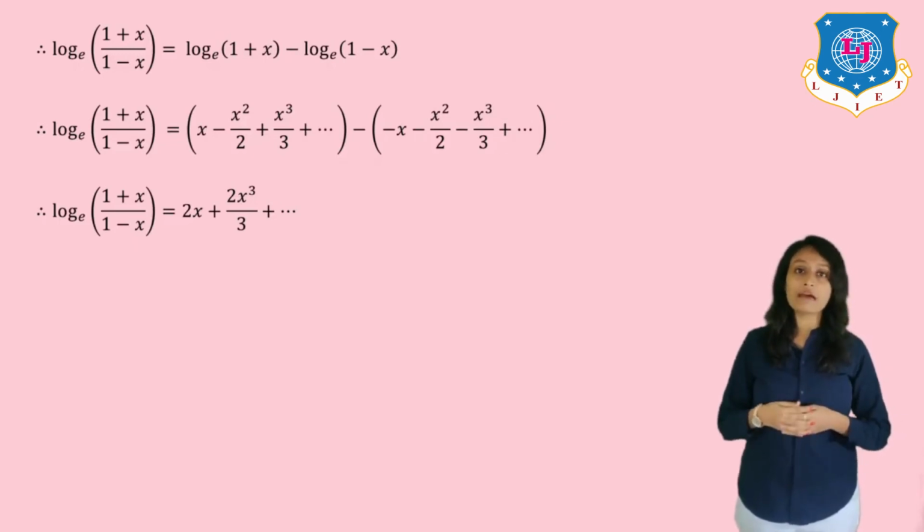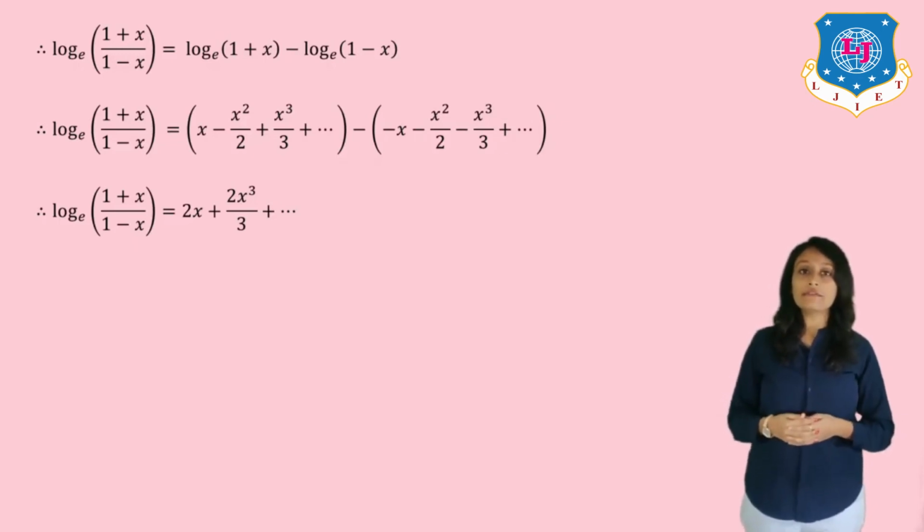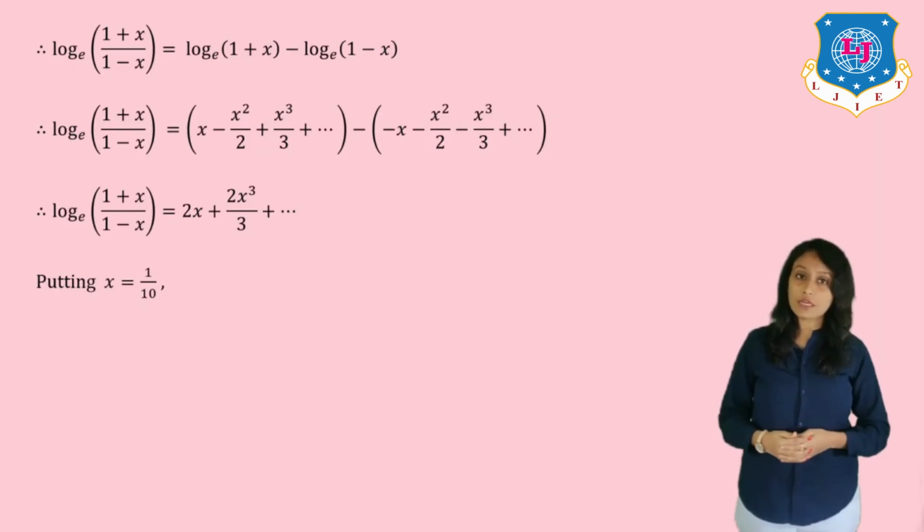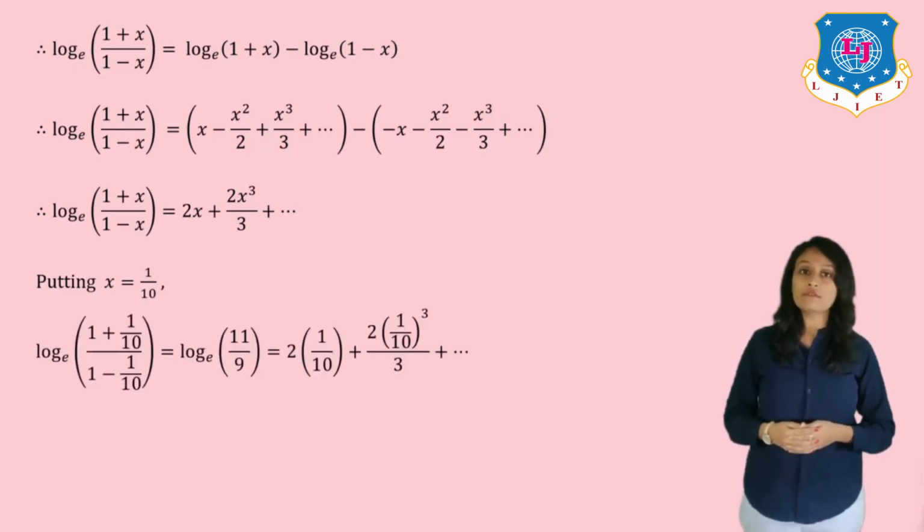Now our next aim is to find log(11/9). For that we have to suppose x is equal to 1/10. Everywhere in the above equation we substitute x = 1/10. So we get log((1 + 1/10)/(1 - 1/10)), which on simplification gives log(11/9) equal to 2 times the series, where on the right-hand side also we write 1/10 in place of x, and simplify it using a calculator.